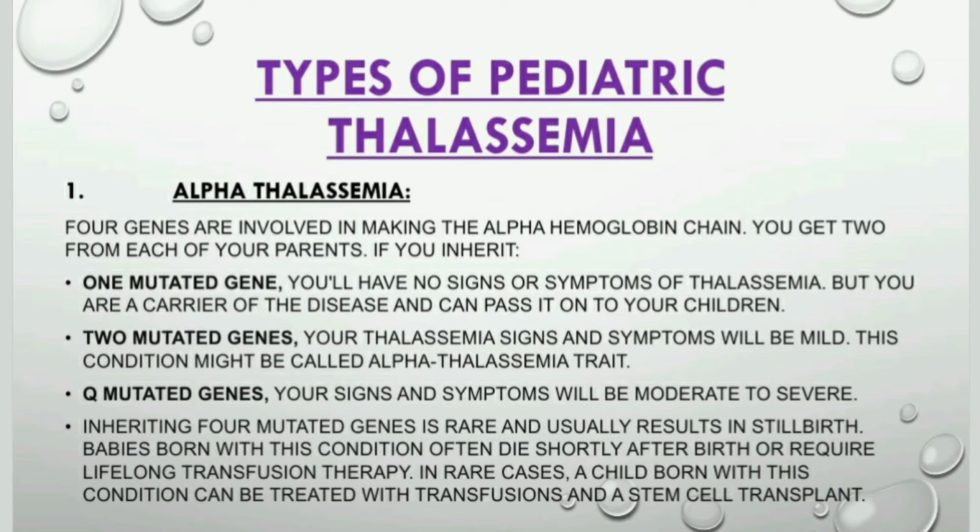That means it is rare for a child to inherit all four mutated genes. But still, if a child inherits all four mutated genes, then the child will die shortly after birth or will require lifelong transfusion therapy. A child born in such rare cases can be treated with transfusion and a stem cell transplant.